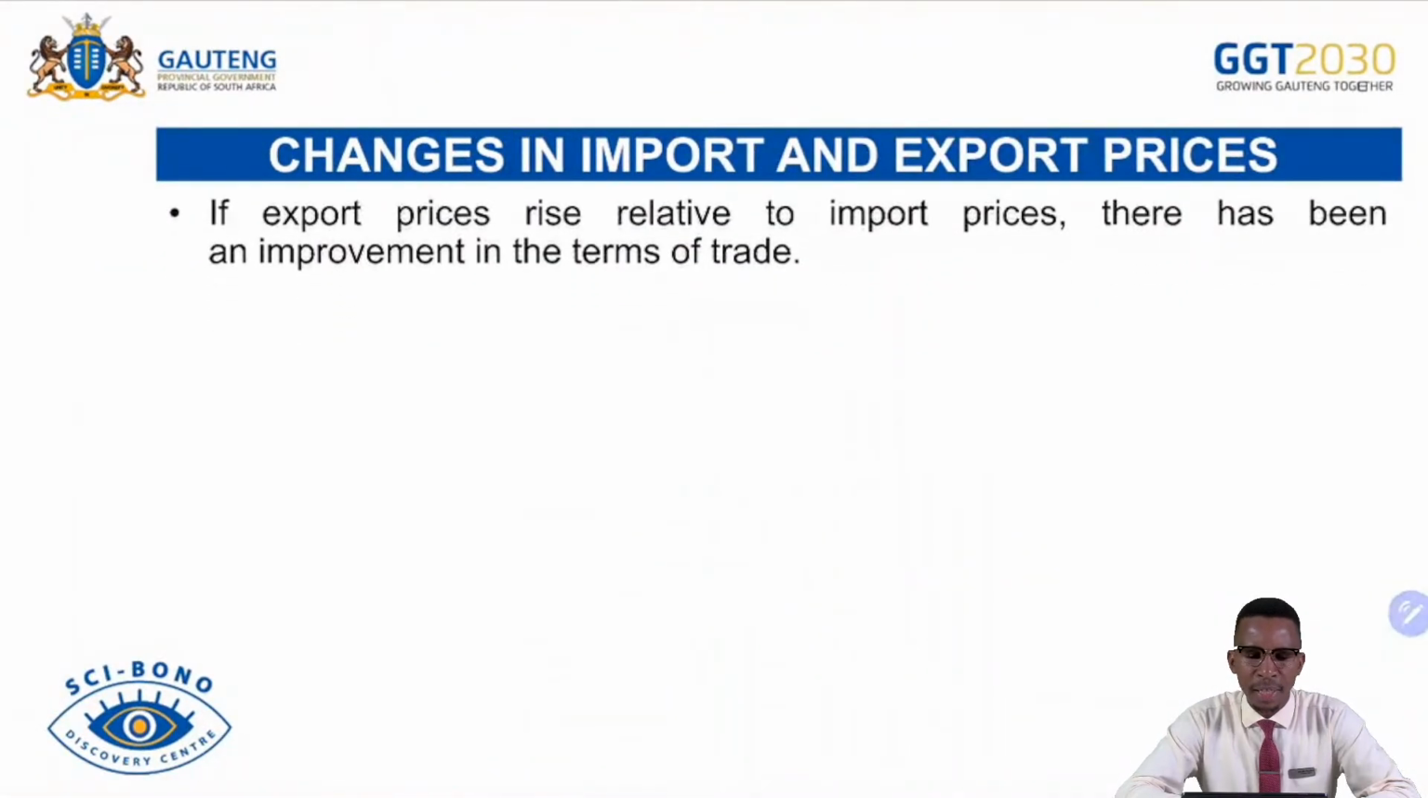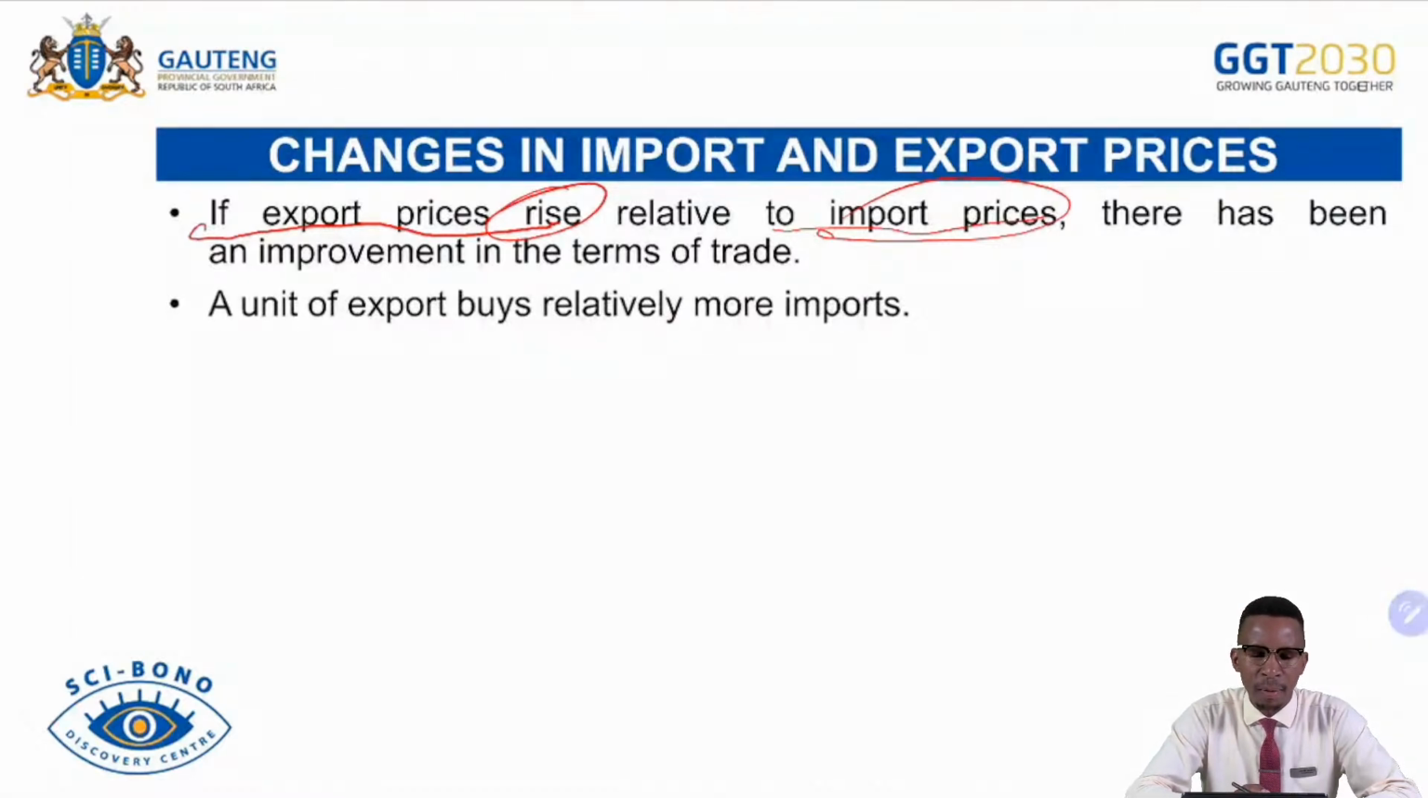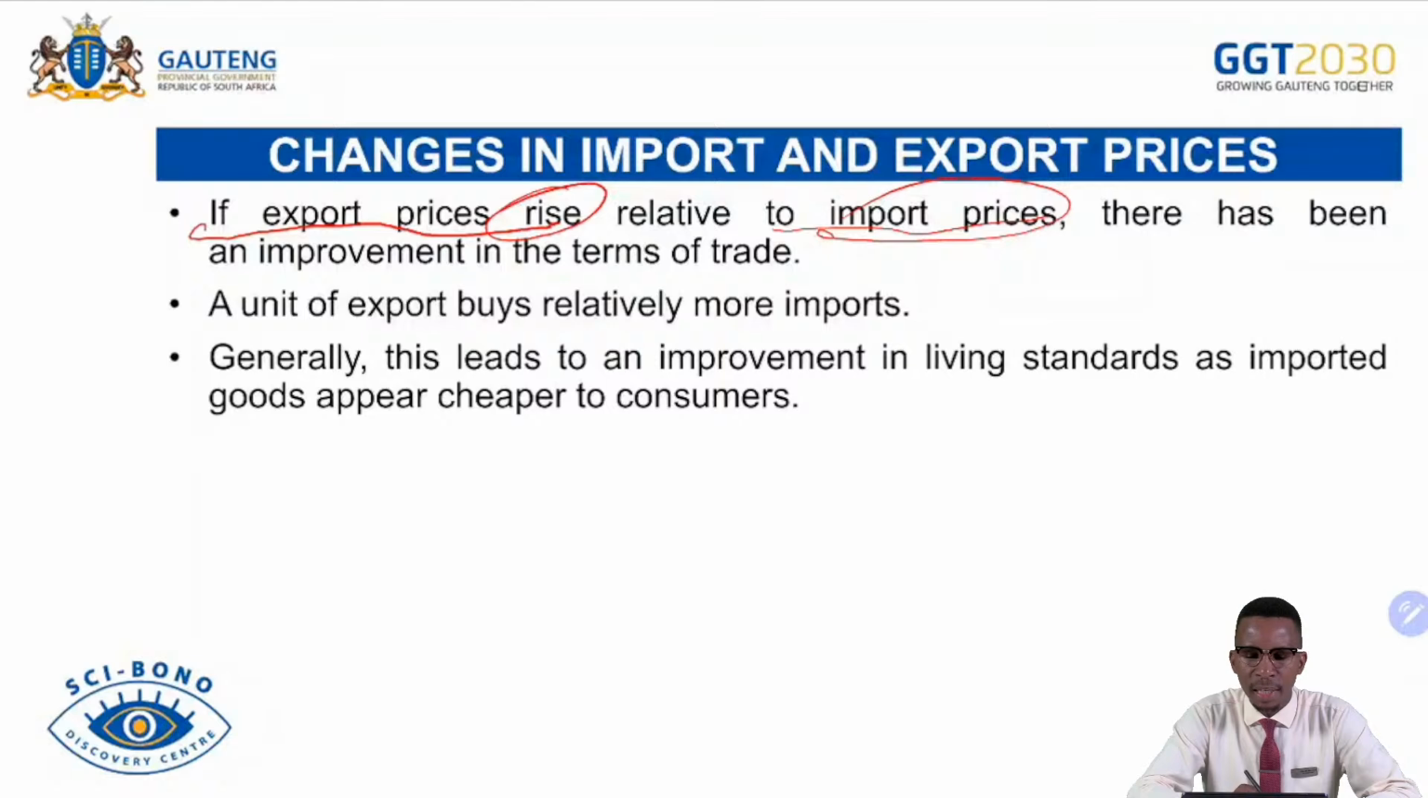Changes in import and export prices. If export prices rise relative to import prices, meaning they increase, there has been an improvement in terms of trade. So if our export prices are increasing compared to the import prices, that will mean there will be a rise in terms of trade. A unit of export buys relatively more imports in that situation. Generally, this leads to an improvement in living standards as imported goods appear cheaper to consumers. So if imported goods are becoming cheaper to consumers, that will be improving their living standards.